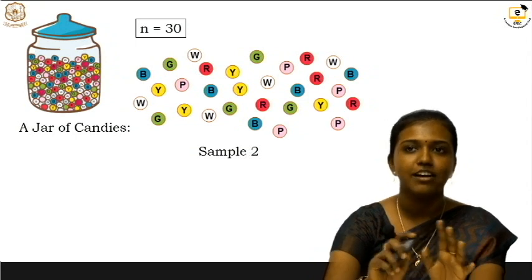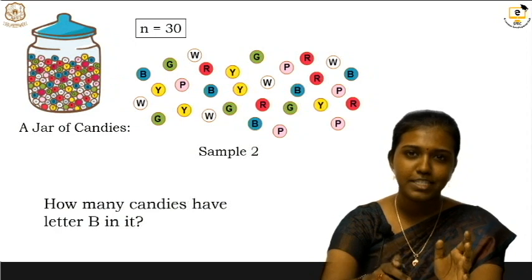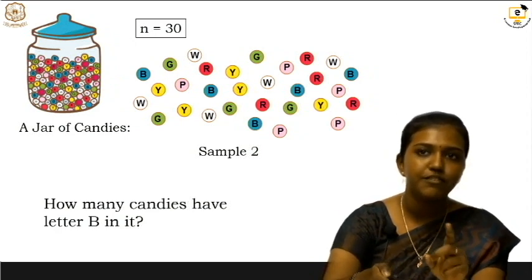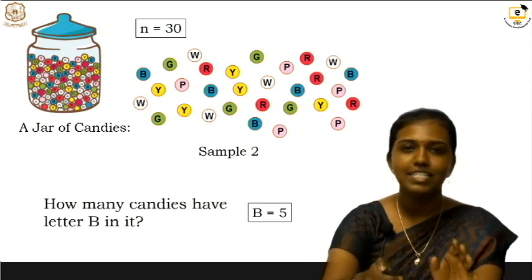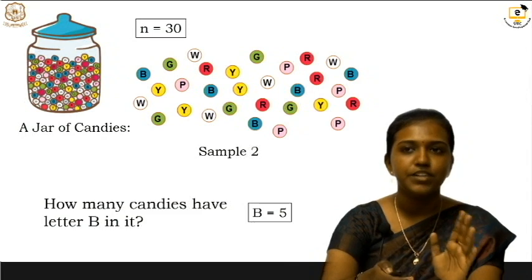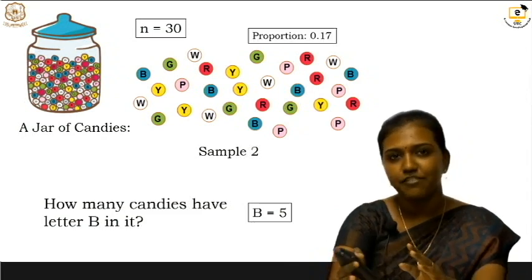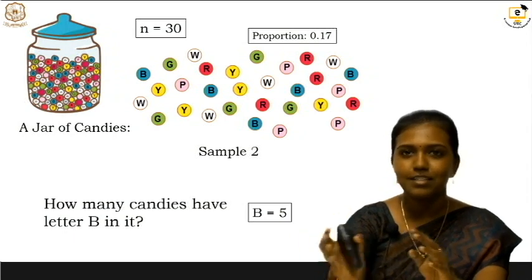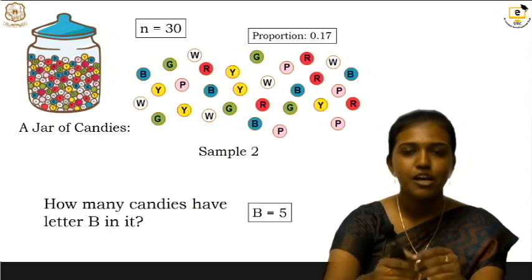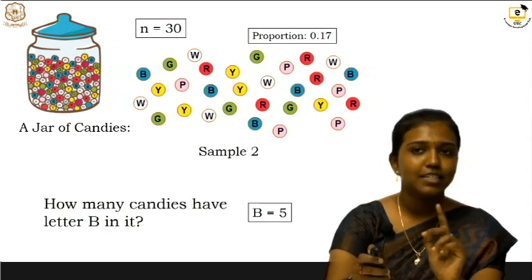So you have again 30 different candies, and now I want you to answer the same question: how many candies have the letter B in it? So counting 1, 2, 3, 4, we have 5 candies that have B in it. So when we calculate the proportion, 5 divided by 30 gives us a value of 0.1666. Let's round it up to 0.17. So this is the proportion, which means 17% of the candies in our sample have B in it.